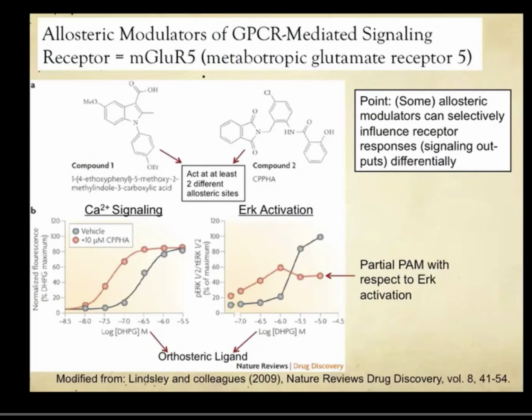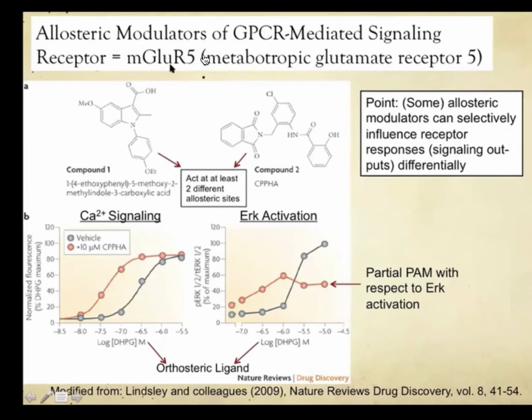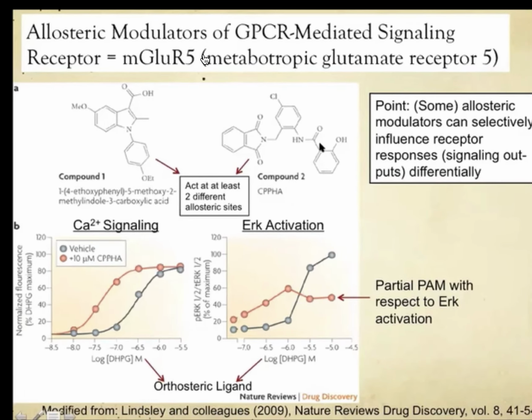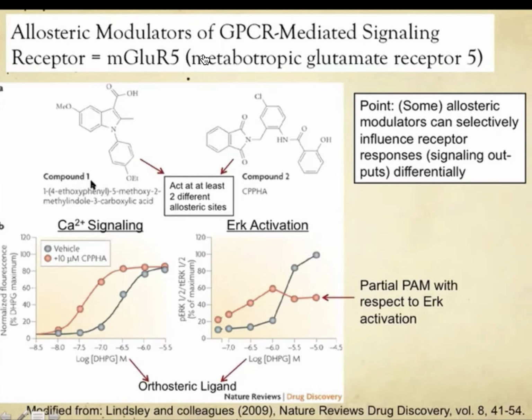So let's talk about a few examples. This is from the same review article that we were talking about before from Lindsley and colleagues. This is looking at a particular glutamate receptor with two different allosteric modulators that they call compound 1 and compound 2. And you see for compound 1 why it's called compound 1 as opposed to its IUPAC nomenclature. We're looking at two different downstream responses from this receptor. The first is calcium signaling, and the second is ERK activation.